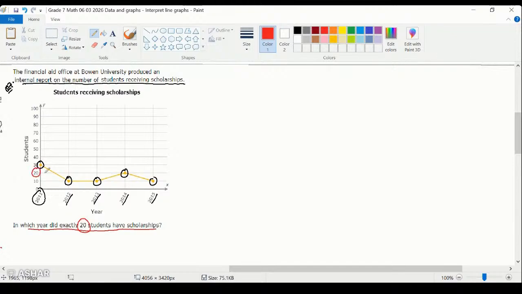20 would be this value. Let's find 20, it was this. That means in year 2014, exactly 20 students were given scholarships. Agreed? Very simple, because we have a single graph.